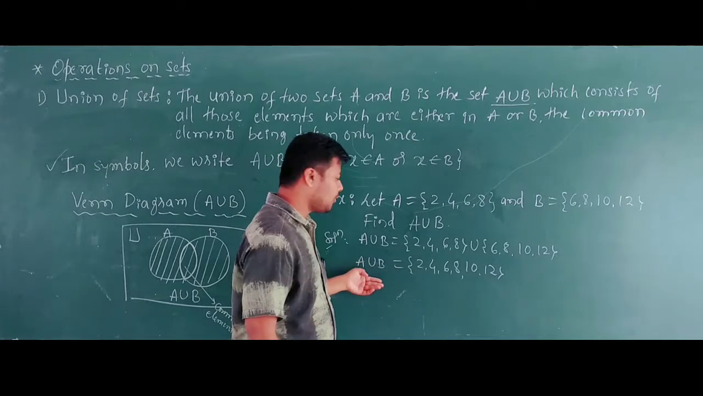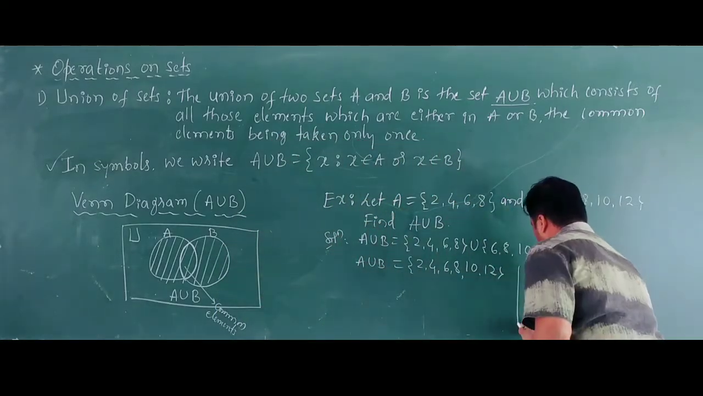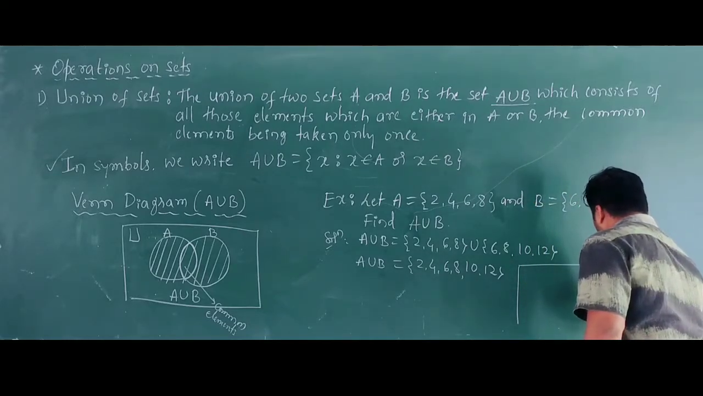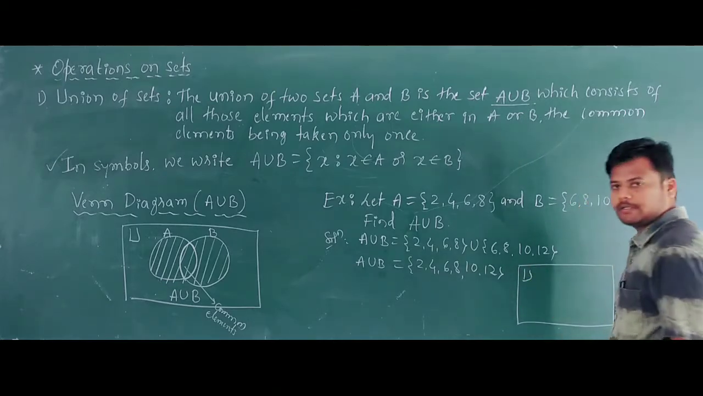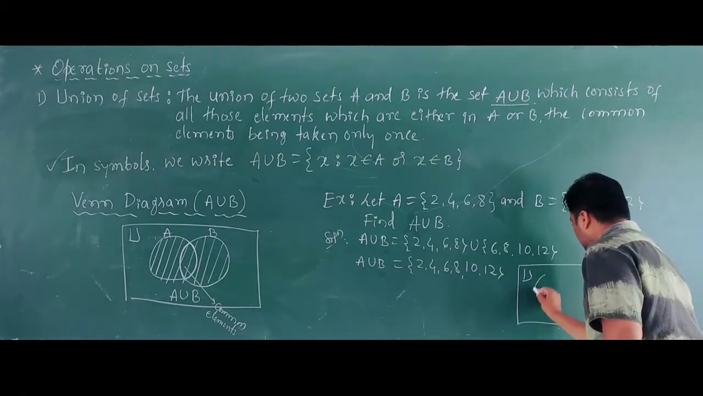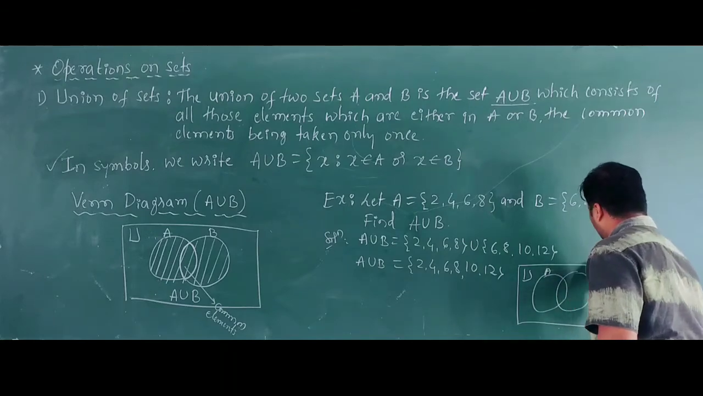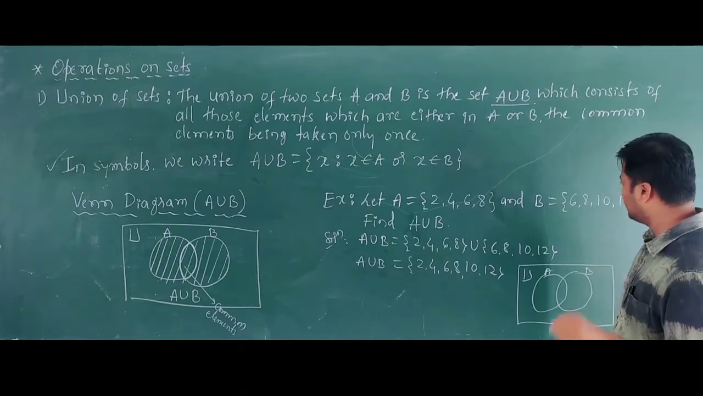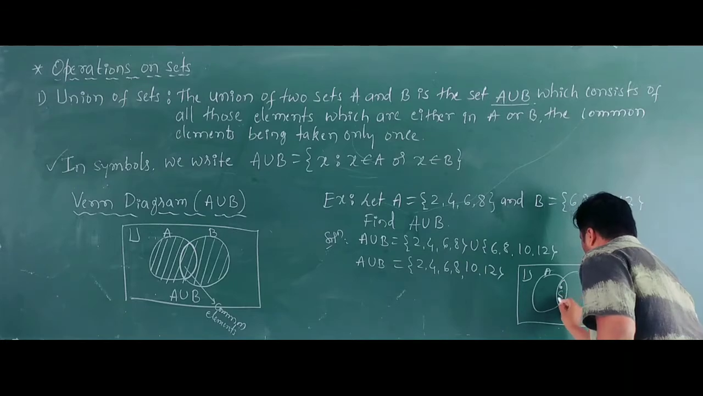So draw the Venn diagram for this. Draw the Venn diagram. Universal set, draw it compulsorily. Set A, set B. First write down the common elements. Everybody's common elements are there: 6, 8. Write down here 6, 8.